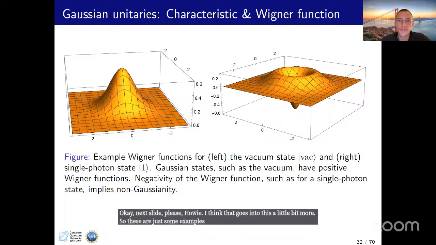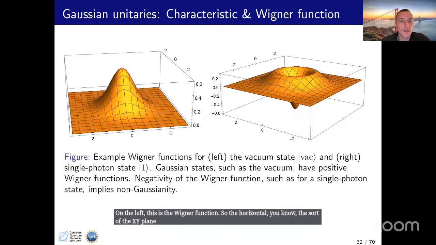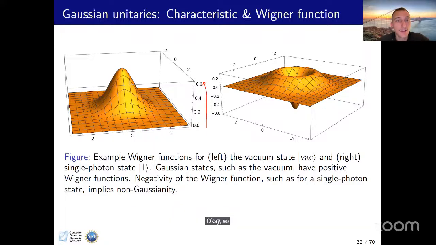So on the left, this is the Wigner function. The horizontal, the XY plane, that's the QP, and the vertical is the value of the Wigner function. Okay. So on the left is a vacuum state. If you notice, it's symmetric and it's Gaussian. Any Gaussian bosonic state will just be a Gaussian in phase space. This is just one mode, so it just has two degrees of freedom, Q and P.